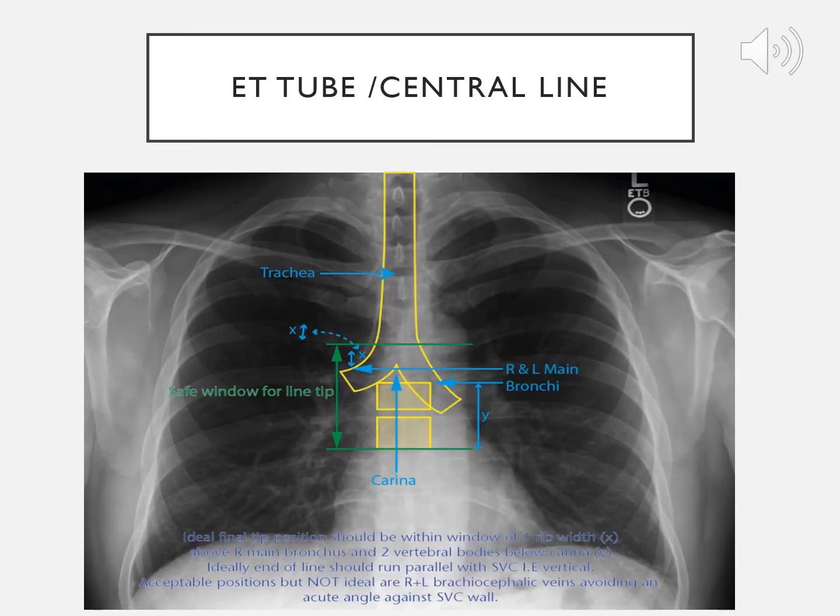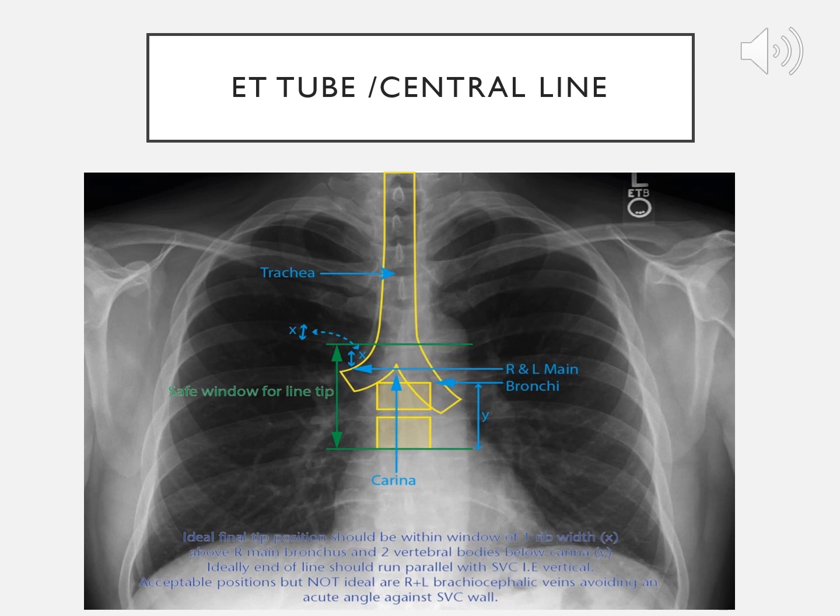ET tube and central line placement. For endotracheal tubes, locate the carina, which is the fibrous ridge that separates the right and left main stem bronchus. That is the point there that the blue arrow is pointing to, labeled carina. Somewhere around the 5th and 7th thoracic vertebral bodies is where the carina is located. You want the distal end of the ET tube to be 4 to 5 centimeters above that.